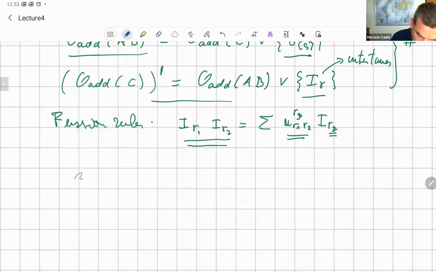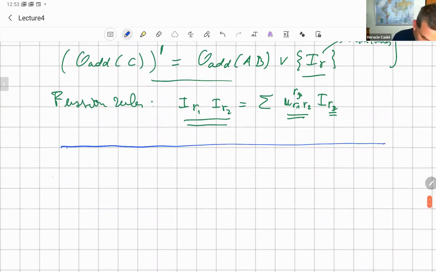So this was an example for these connected regions. And now I show you another example that is in the literature. This is called one-form symmetries.